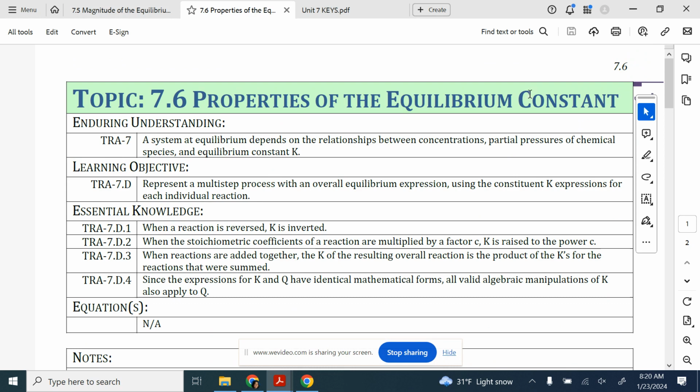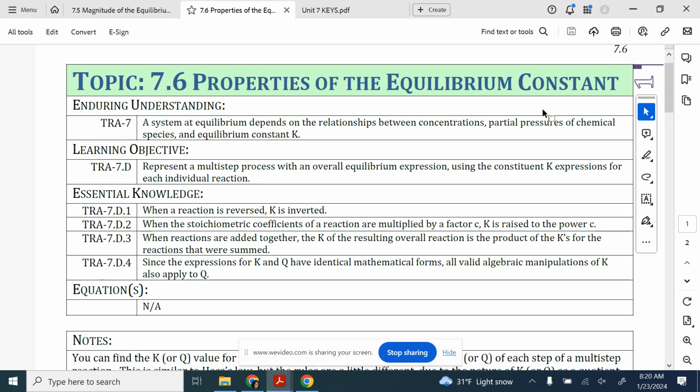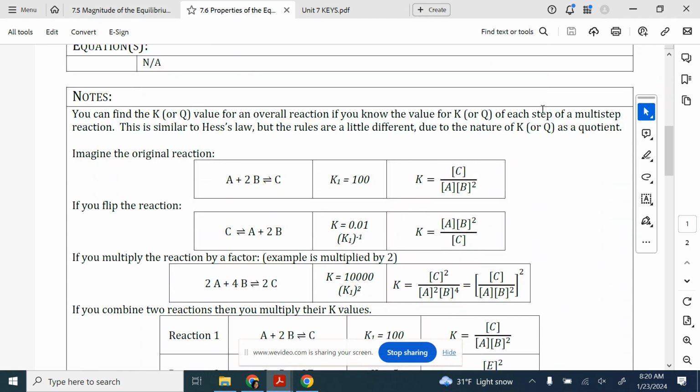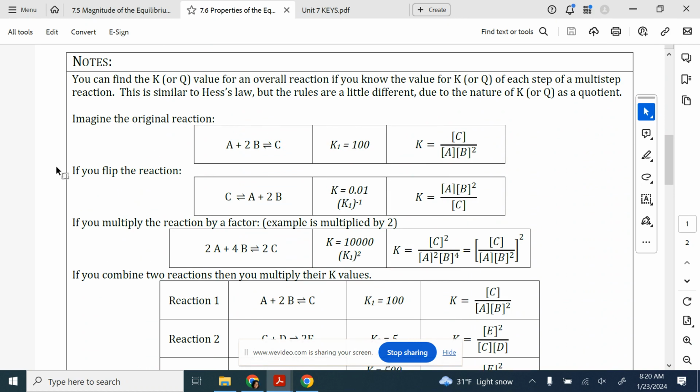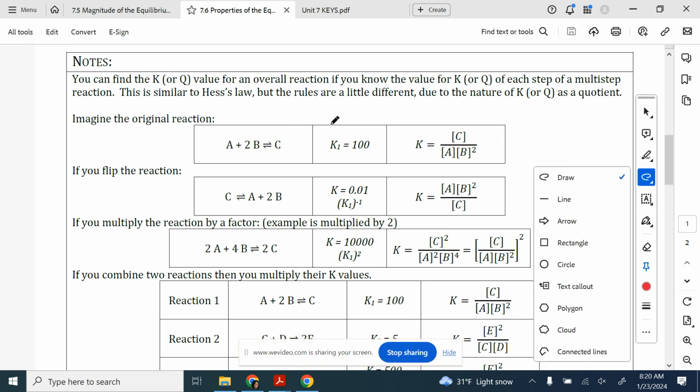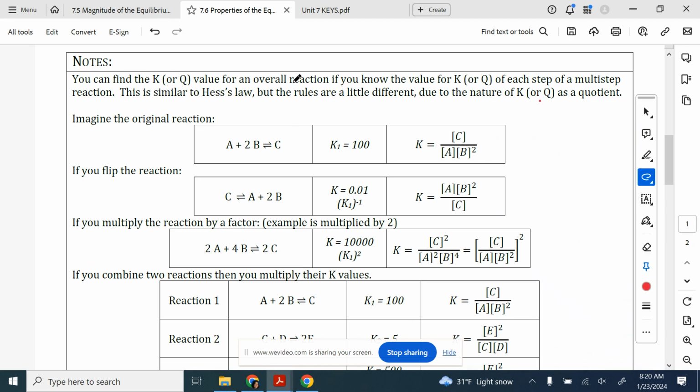7-6 is dealing with the properties of that equilibrium constant. So, properties of K. You can find K or Q. We talked about how to do that yesterday with the equations. Okay, equations look like this.